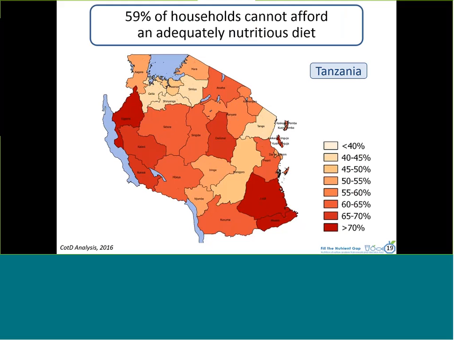Now, when we think about a diet that meets all of the nutrient needs, it's even more difficult. Around 59% of households nationally could not afford a diet that met nutrient needs. And as we can see, it's not exactly the same. There are some areas where before we found that a large portion of the people could meet their energy-only needs, but when we think about nutrients, a lot of them couldn't. And this is because the foods required to meet nutrient needs are often a lot less available, a lot more expensive.